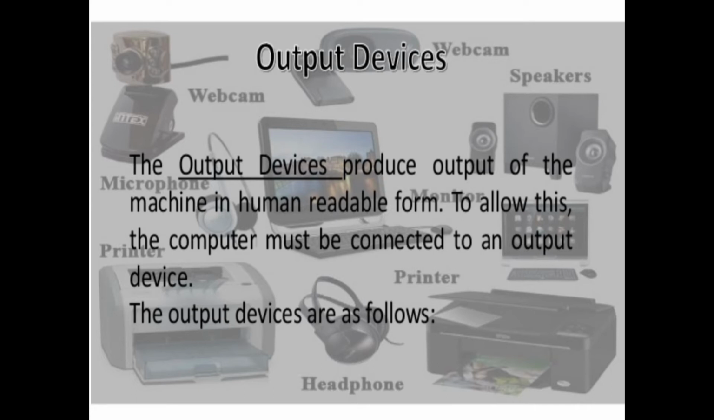Let's understand output devices. So an output device produces output of the machine in human readable form. To allow this, the computer must be connected to an output device. The output devices are as follows.